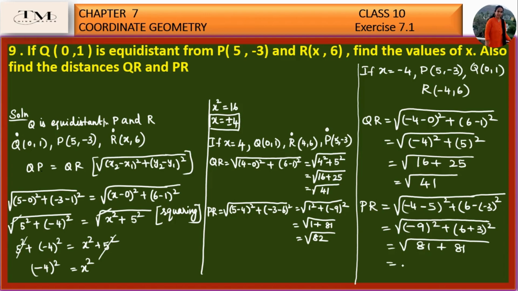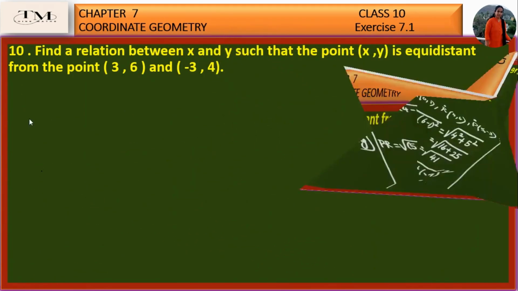So you are getting root of 162, which is nothing but 2 into 81. Root 81 is 9, so it is 9 root 2. Okay children, I hope you can understand the ninth problem. So moving on to the last problem.